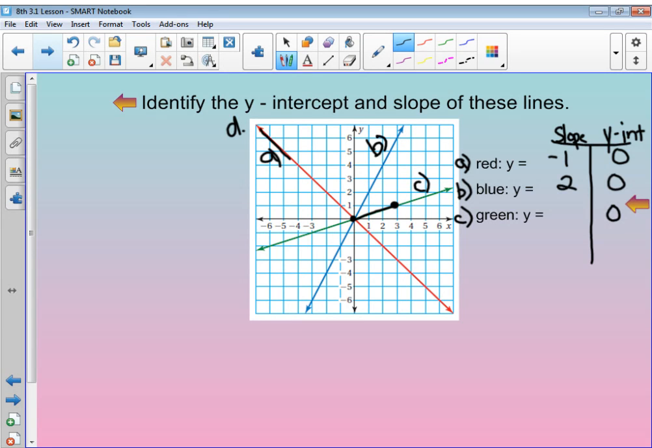And now I'm going to do my rise and my run. So my rise is 1. My run is 3. So that would be 1/3. And it's a positive because it's going up from left to right. So there's all of my answers for my different lines for my slope and y-intercept. And you'll notice they all crossed at the exact same point, and that was at point 0.